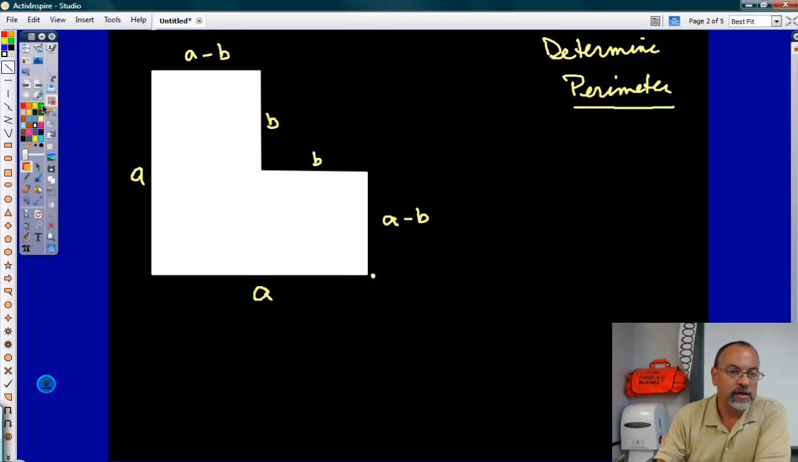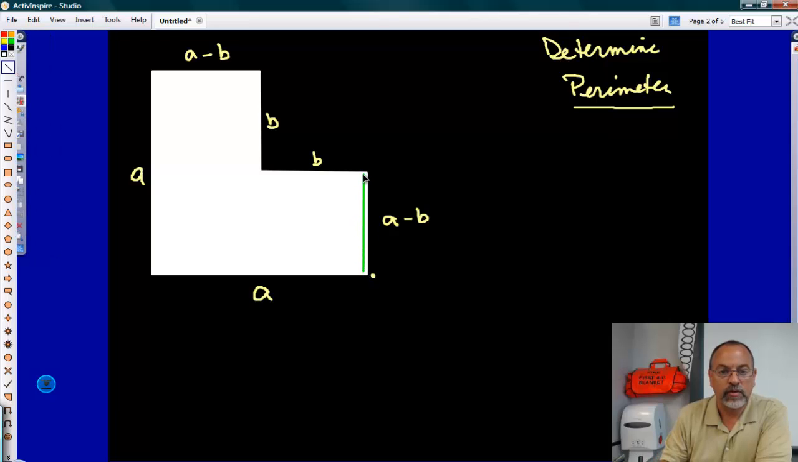So you would walk up this way first, okay? And you walk all the way along that. And then you would walk over here. And then you would walk up this way. And then you would walk over here. And then you would walk down here. And then you would walk here.